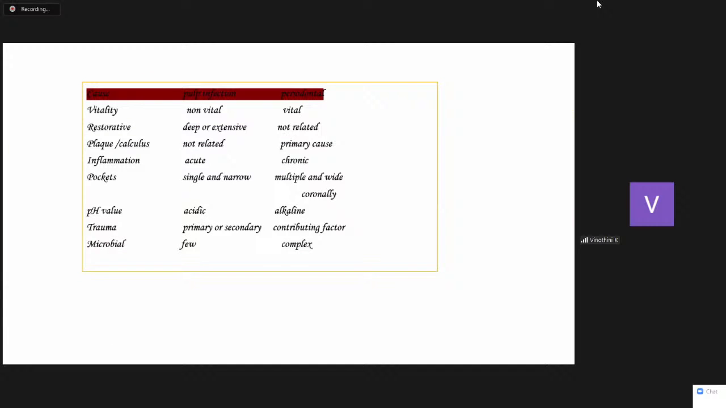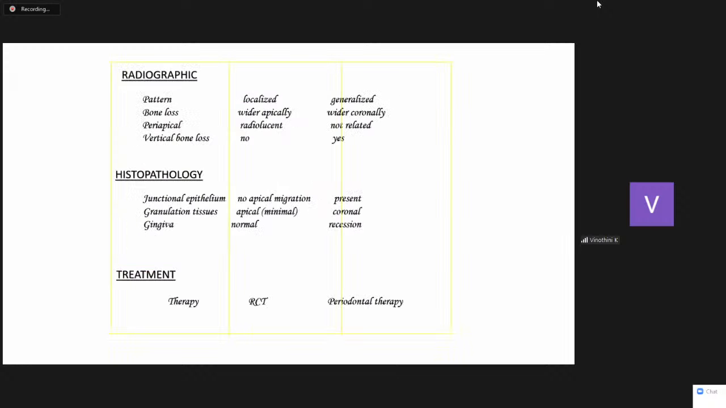And the other differentiating features, we all know: pulpal infection is going to be non-vital, periodontal is going to be vital, and plaque and calculus are not related in pulpal, but are the primary cause in periodontal. Inflammation is acute in pulpal, and periodontal is chronic. And pockets, you have to remember, are single, narrow, and deep in pulpal infection, multiple and wide in periodontal infection. The pH value is going to be acidic in one and alkaline in the other. Trauma is going to be primary or secondary, while here will be the contributing factors. And microbial flora is going to be complex in the periodontal infection, not the pulpal infection.